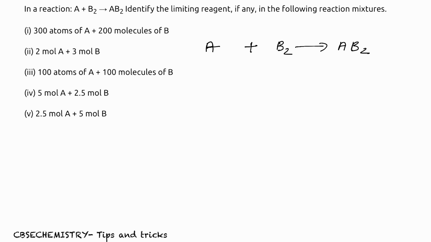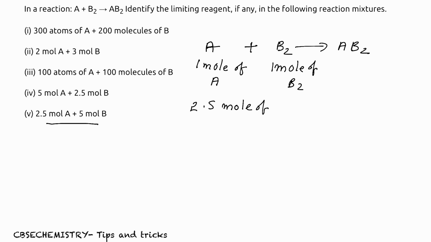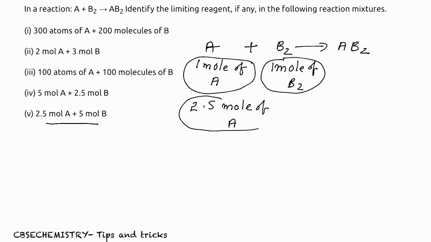Coming to the last question. See, 2.5 moles of A combined with 5 moles of B2. Check the stoichiometry. As per the stoichiometric equation, 1 mole of A combined with 1 mole of B2, correct? Now check the question. 2.5 moles of A require how many moles of B2? 1 mole of A needs 1 mole of B2, so 2.5 moles of A require 2.5 moles of B2, correct?